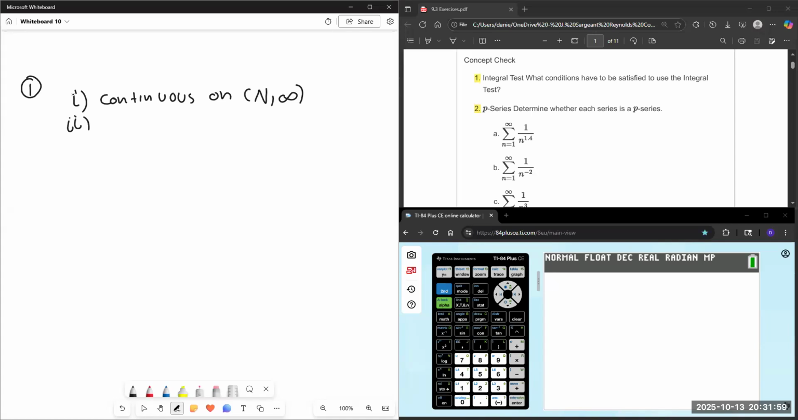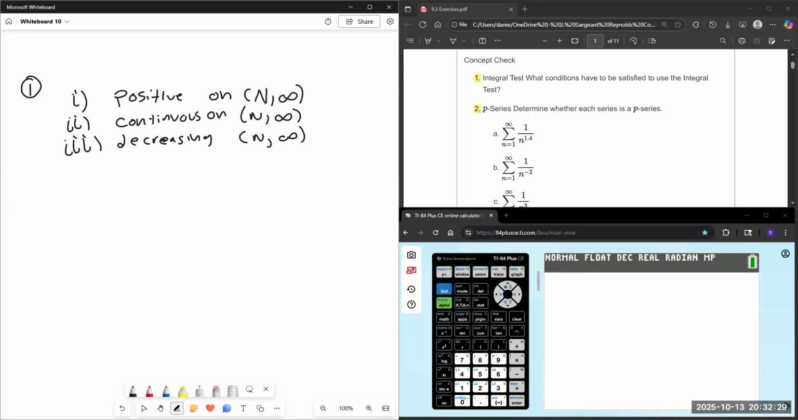And we're going to have to say, positive, continuous, on this same interval, and 3 is decreasing. Positive, continuous, and decreasing are the three things that we need. So what do I mean about capital N?